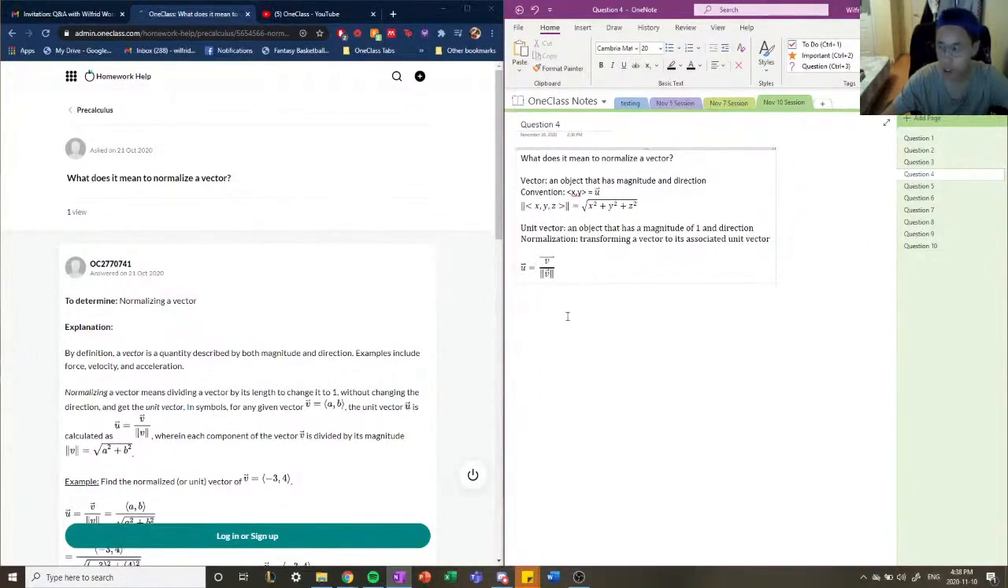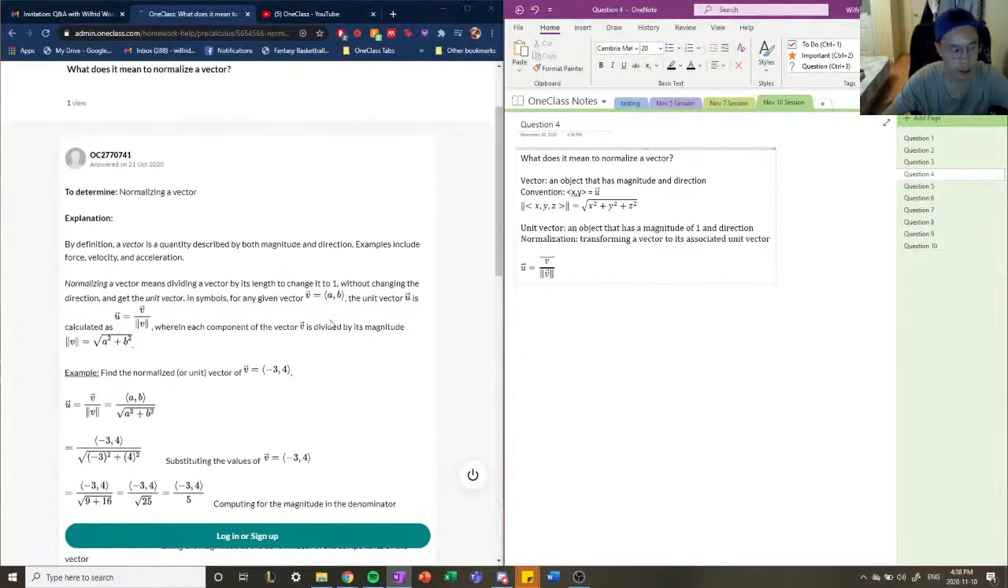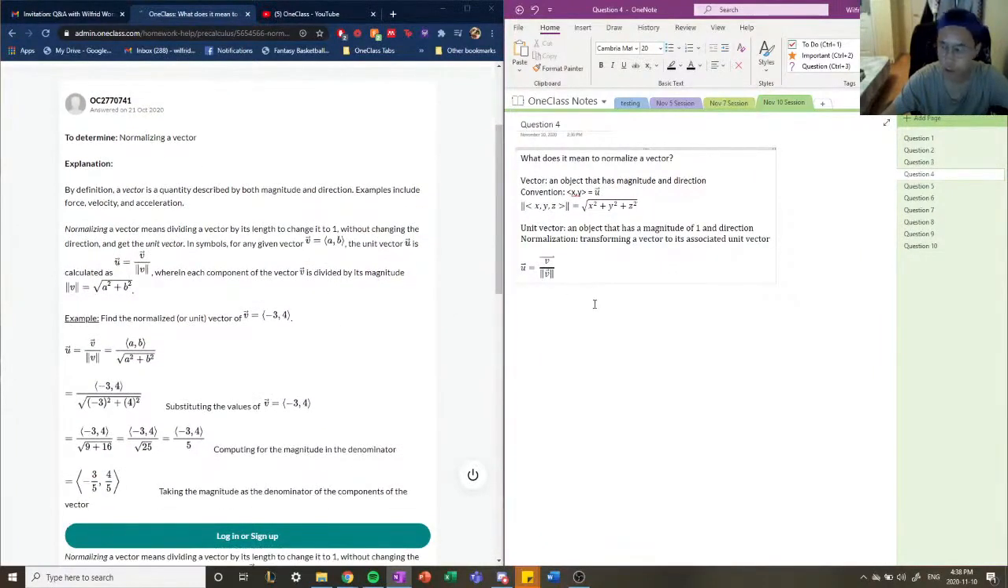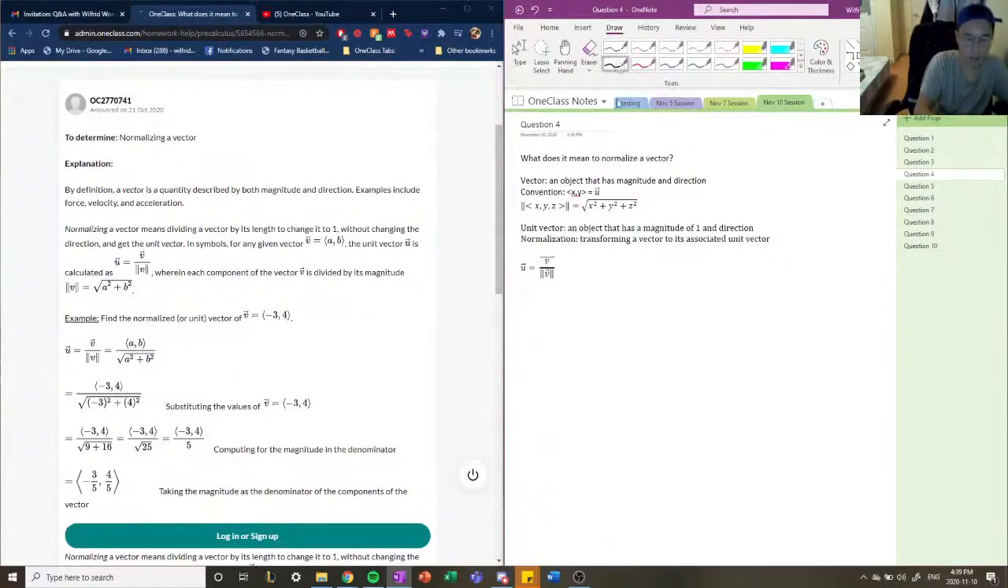We're going to do an example, as the junior tutor also does an example, and then we'll show you how to normalize a vector. All right, so let's say that we have vector v, which equals, let's say, (-3, 4).